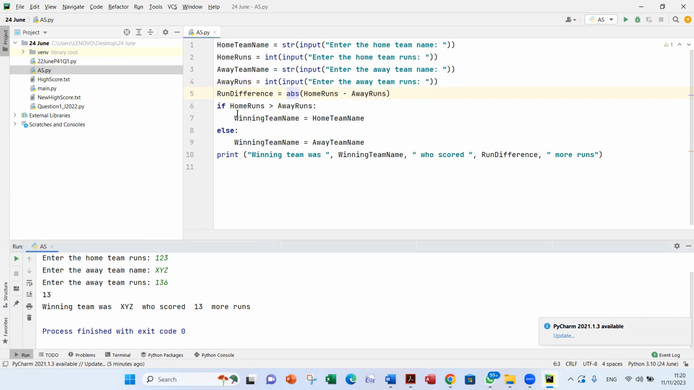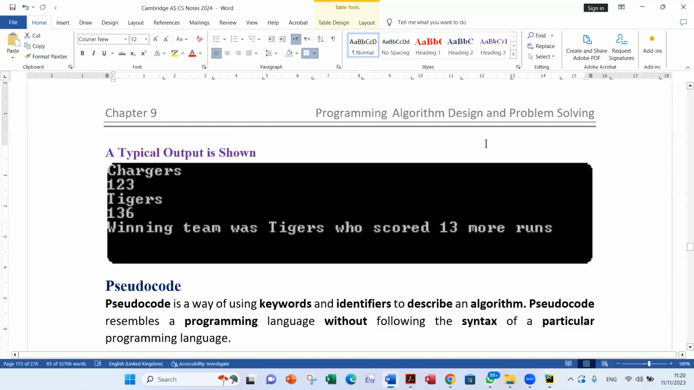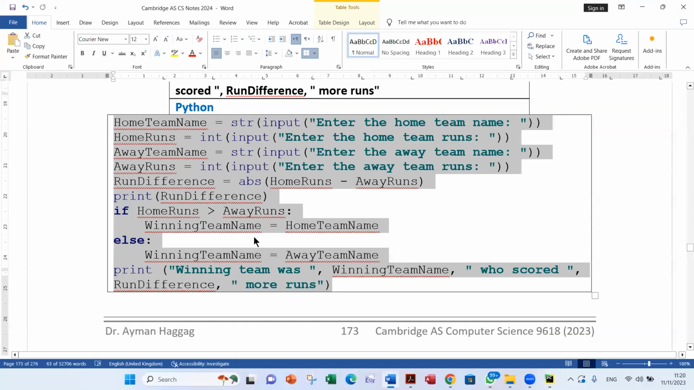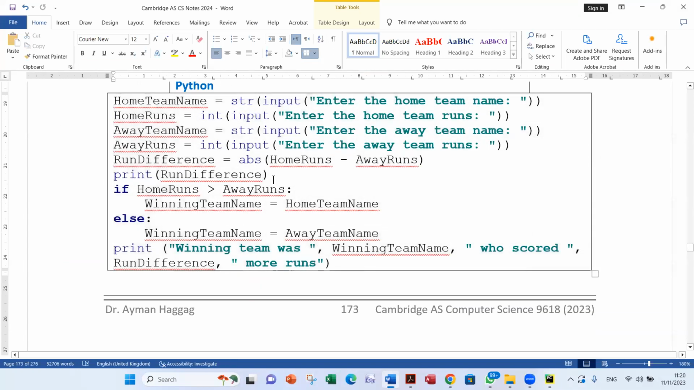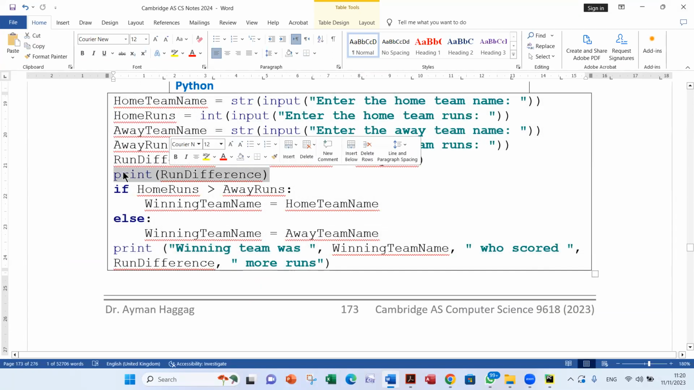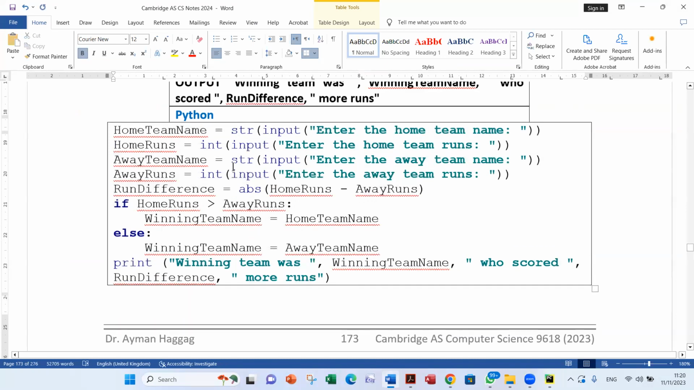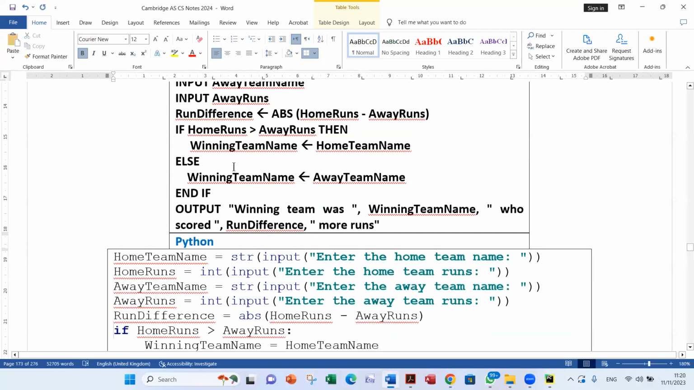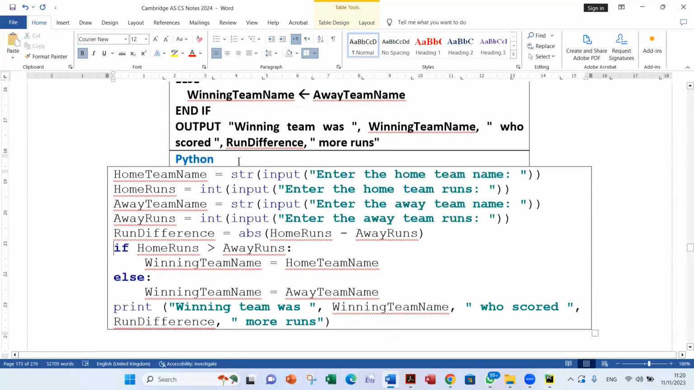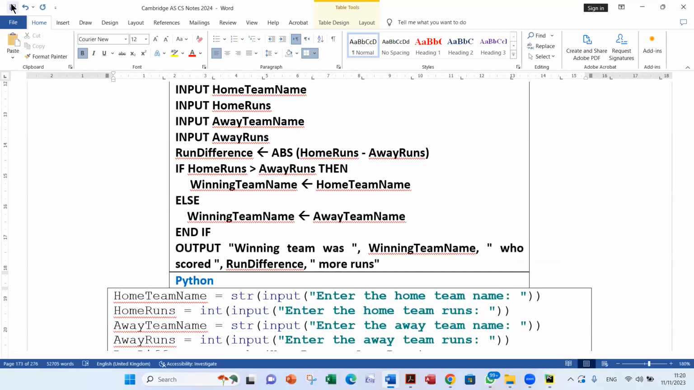Okay? So winning team was XYZ, who scored 13 more runs. And this is the if. This is unnecessary. This is the if. As you can see, it looks the same if you study it in pseudocode or if you study it in Python. Let us study it in pseudocode.